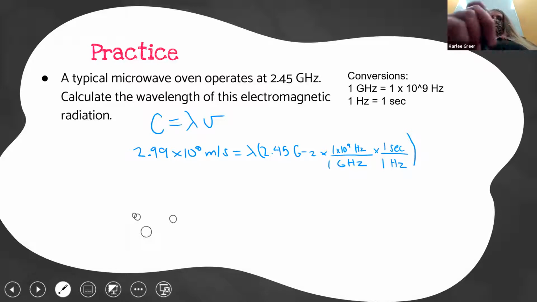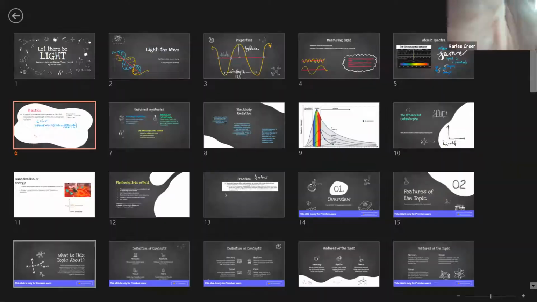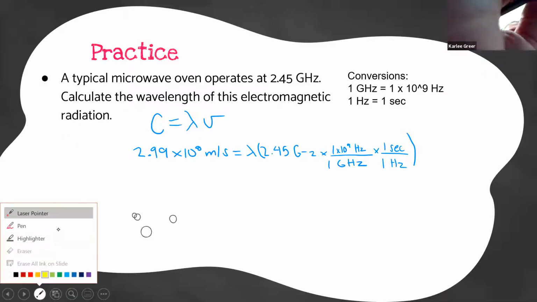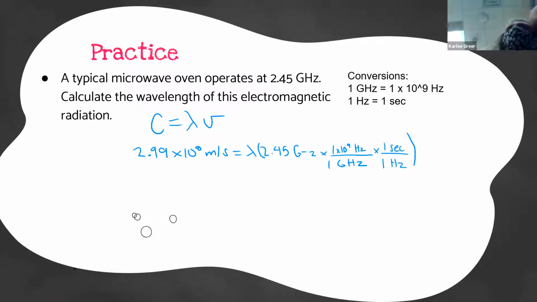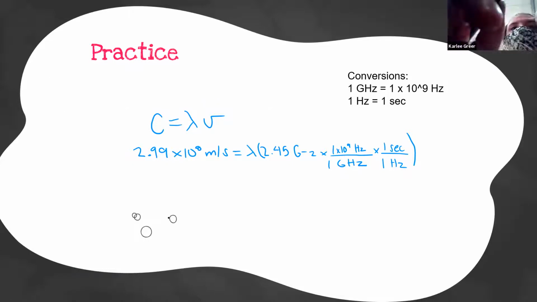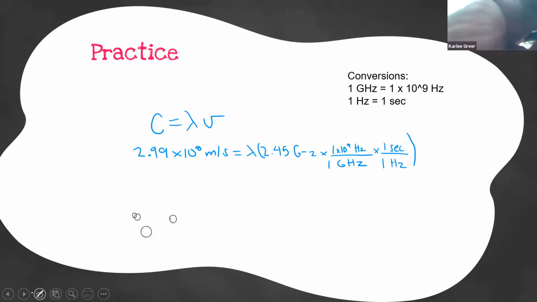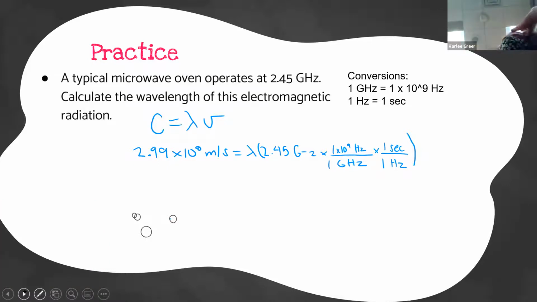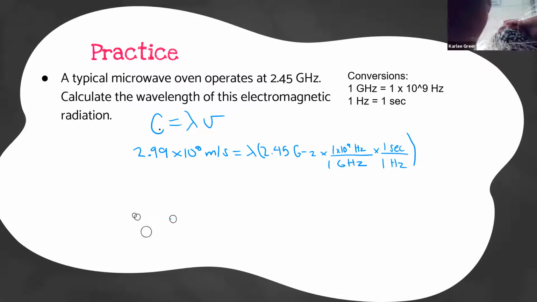Okay, so then here we have just a quick little practice problem. Okay, so typical microwave oven. A typical microwave oven operates at 2.45 gigahertz. Calculate the wavelength of this electromagnetic radiation. Okay, so you can see here that I have this relationship set up, c equals wavelength times the frequency.